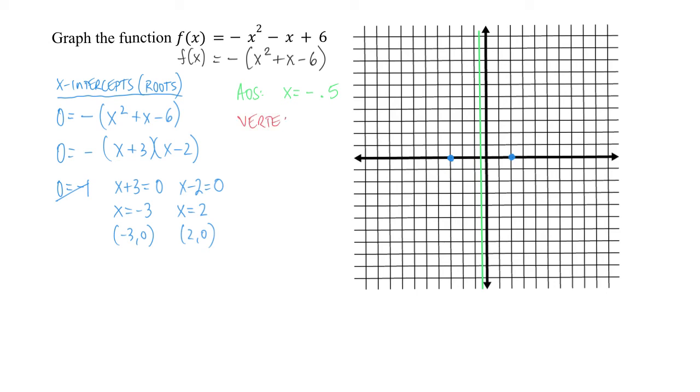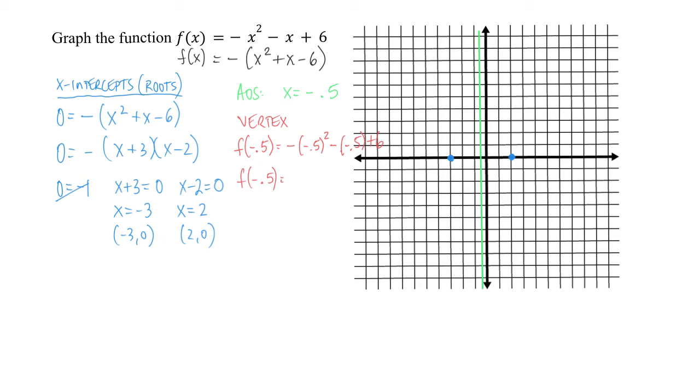Okay, let's find the vertex. How do we find our vertex? We plug in our axis of symmetry into the original. So this is going to be f of negative 0.5 equals negative 0.5 squared minus negative 0.5 plus 6. Sorry, that kind of went into the graph there, but that's okay. When you type this in, make sure you include all these parentheses and stuff. Otherwise, you're not going to get things correct.